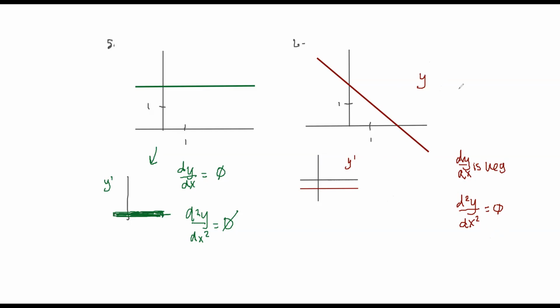The idea being that in this graph, we're looking for concavity. And in this graph, we're looking for the derivative of y prime, the slope of the y prime graph. Okay.